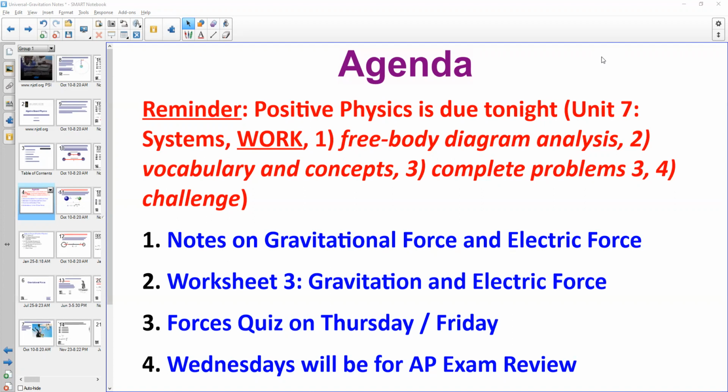Then there is a worksheet 3, and it's assigned in the sense that I think you should do it. I'm not going to grade it. It's to prepare you for the quiz that's going to be on Thursday for A class and Friday for B class. And so it's to help you prepare. And it's also not only to help you prepare for that quiz, but also to help you prepare for the AP exam, just the different kinds of questions that they could ask.